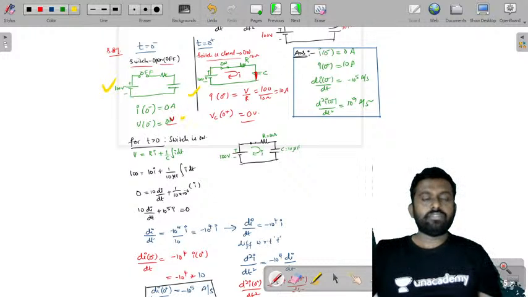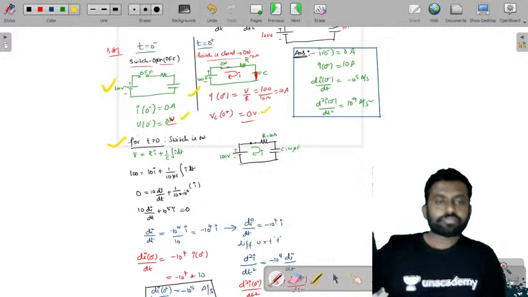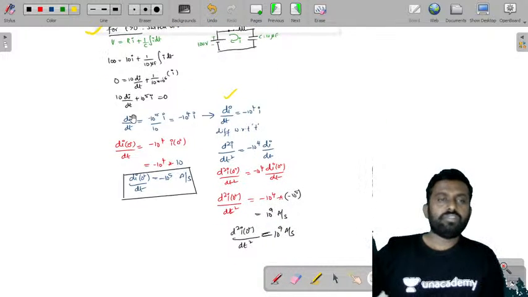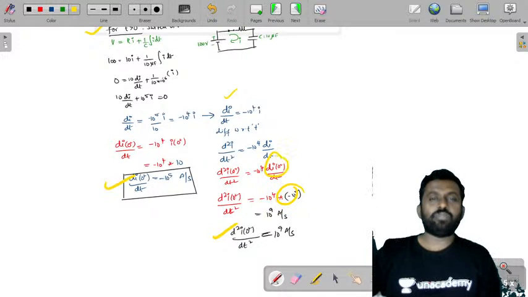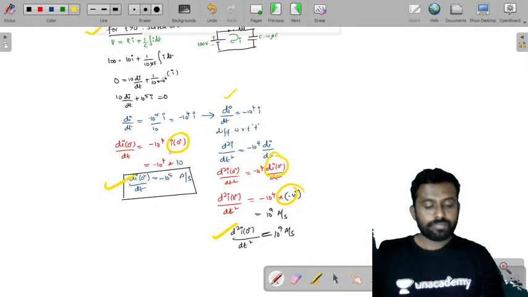Then we take the values of I and V at 0 minus and 0 plus, and apply the KVL equation. Then we got the value of di of 0 plus by dt. The other value we also got is d square I of 0 plus by dt square, where we substitute the di of 0 plus by dt value. Here also we substitute the I of 0 plus value. So this is how you will determine that value.